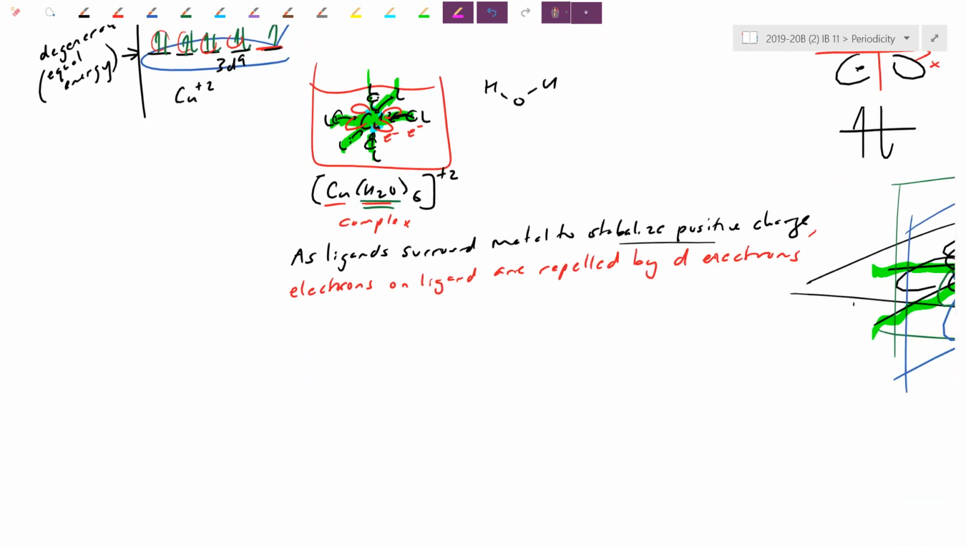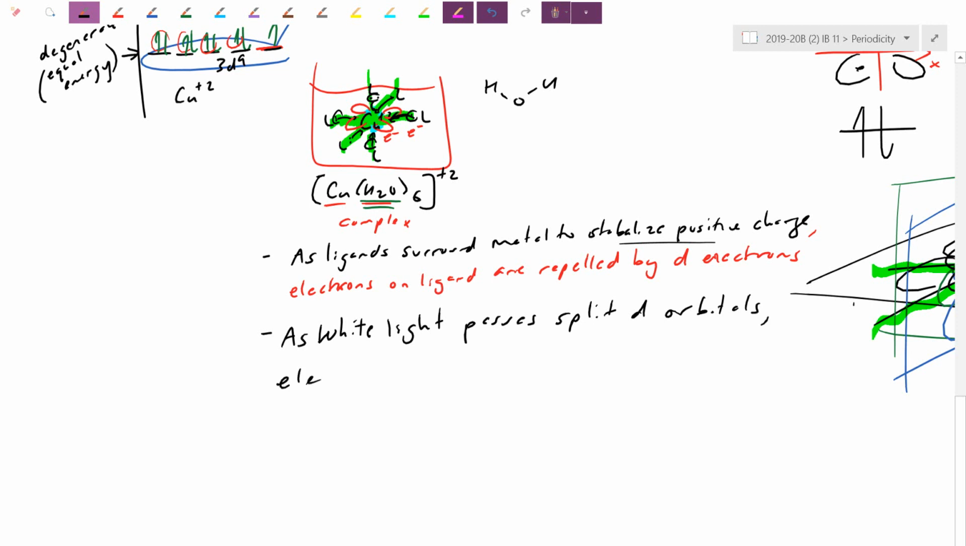So let me just write that down in words here. So that was the first point. We have that d orbital splitting. As white light passes the split d orbitals, electrons, the naming I'm going to use is I'm going to call it internally promotes. Internal promotion is from the lower set.